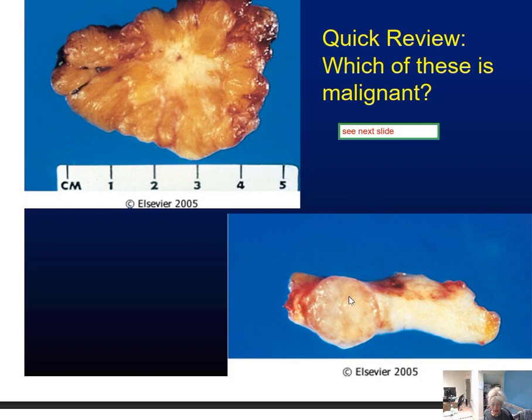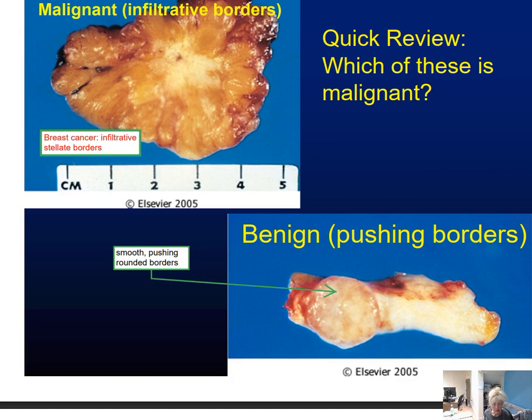So take a look, which of these is malignant? You see this white stellate scar. It's spreading out. It's got fingers, where this looks more encapsulated. This is malignant with infiltrative borders, and this is benign, with pushing borders.